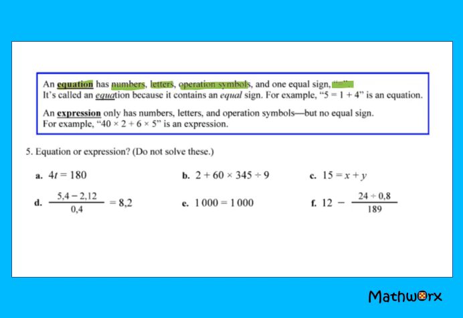For example, 5 equals 1 plus 4. We have the left-hand side, which is the 5, which is equal to 1 plus 4 on the right-hand side. Okay, and if we look, an expression only has numbers, letters, and operation symbols. It has no equal sign. And it is just writing out what your sum is, what it means. Okay, so let's look at number 5.